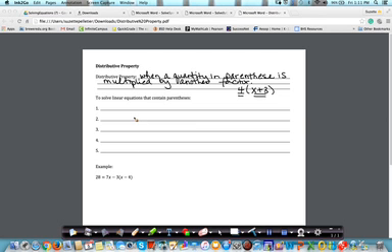Step 1, apply the distributive property to eliminate the parentheses. Second step, combine like terms.